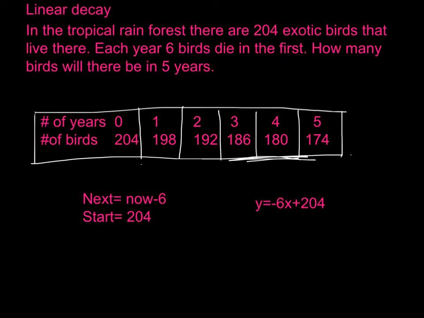Okay, so the x value is the number of years, and we go from 0 to 5, and the number of birds is the y value. Our next-now equation is next equals now minus 6, and the start is 204. And the explicit equation is y equals negative 6x plus 204.